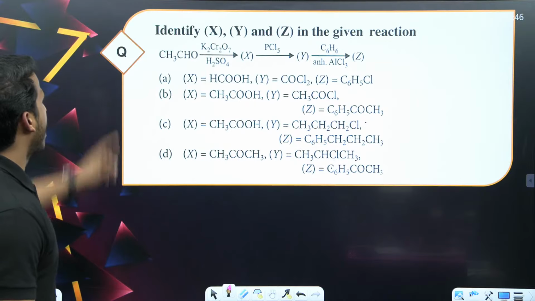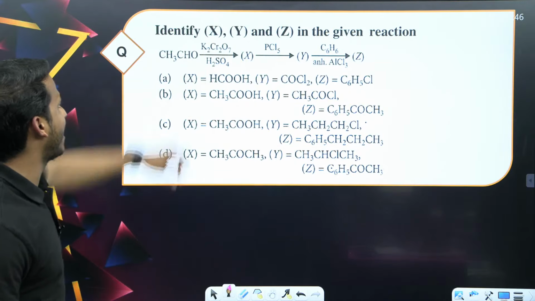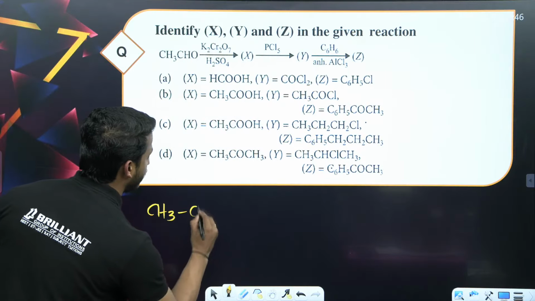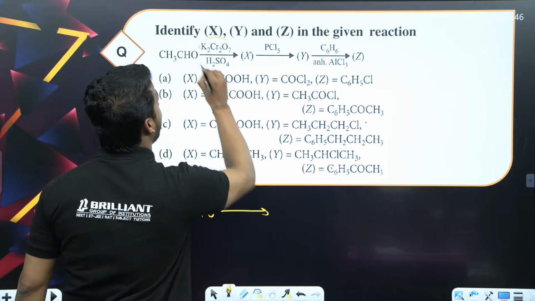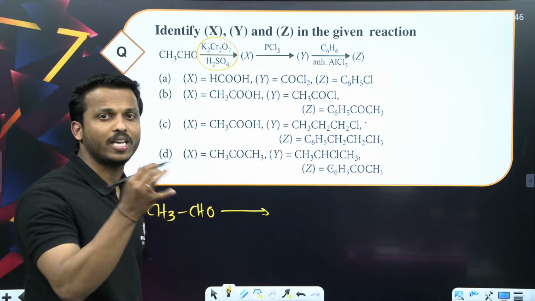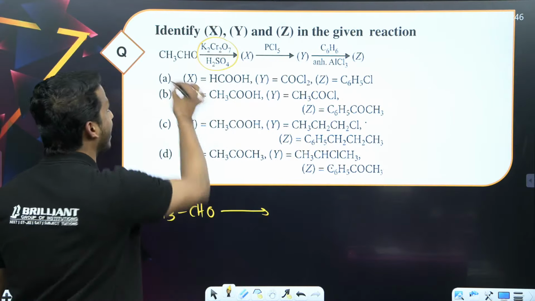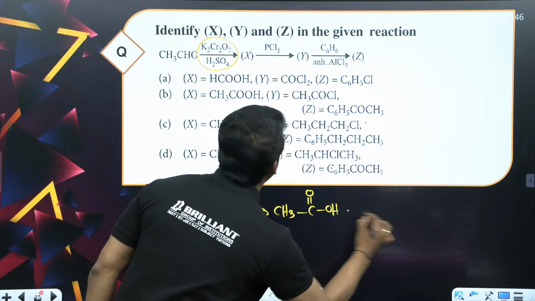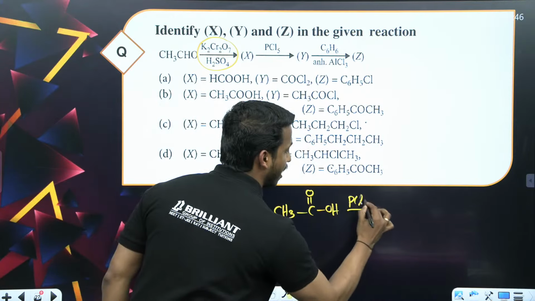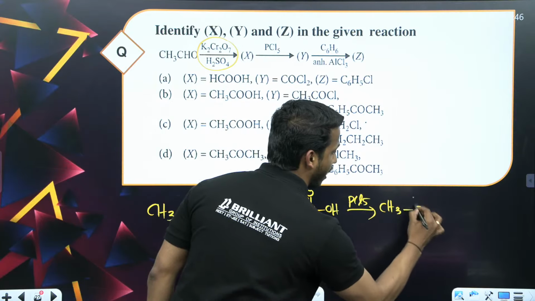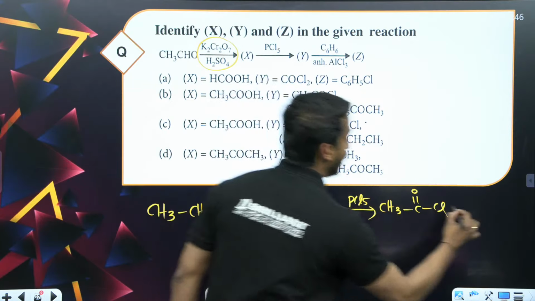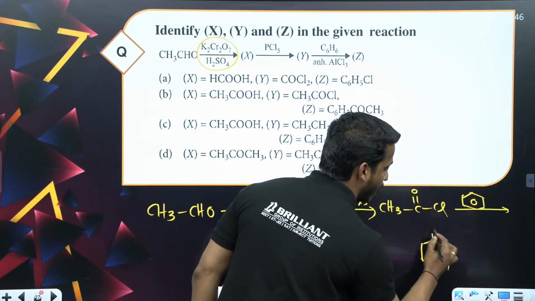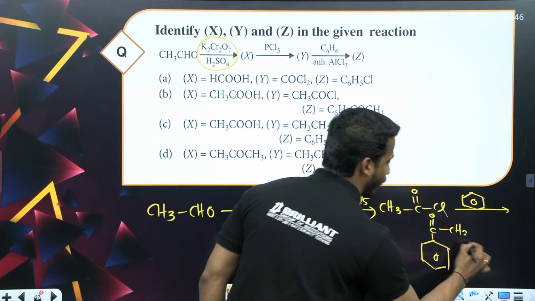Next question. Identify X, Y, Z in the reaction. Dear all, I am starting with CH3CHO. Acidified K2Cr2O7 is a very strong oxidizing agent. Aldehyde becomes carboxylic acid. This acid when treated with PCl5 becomes acid chloride, COCl. After that it's treated again with benzene. The same reaction we discussed now, Friedel-Crafts acylation. Product is acetophenone.